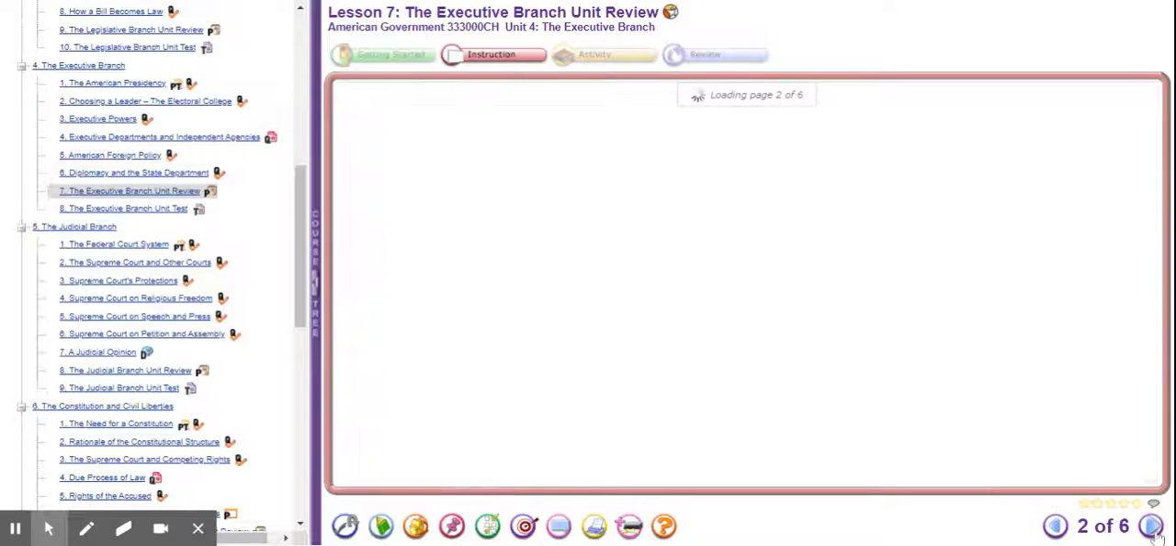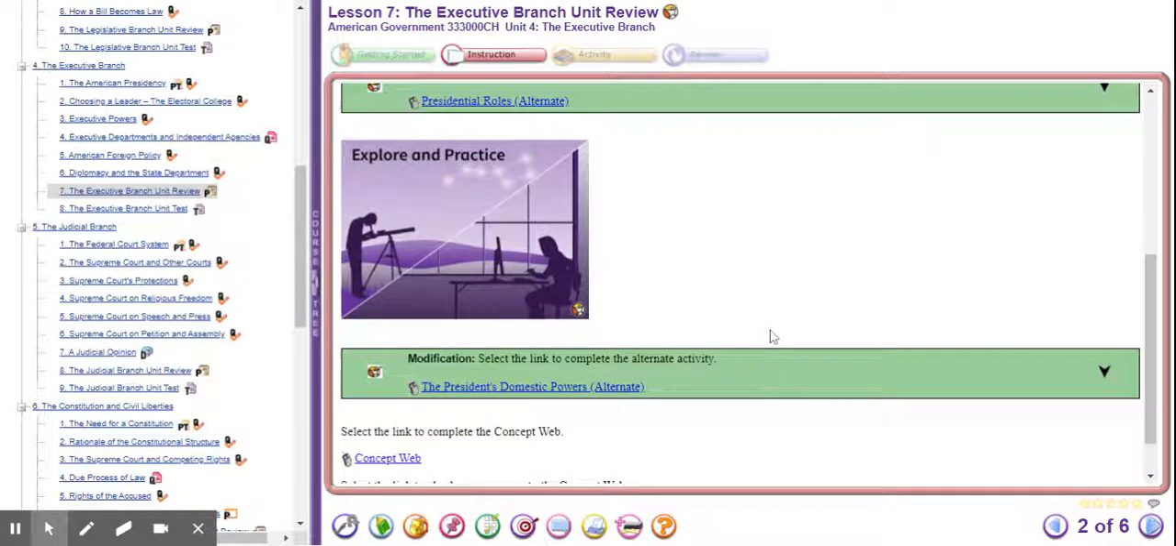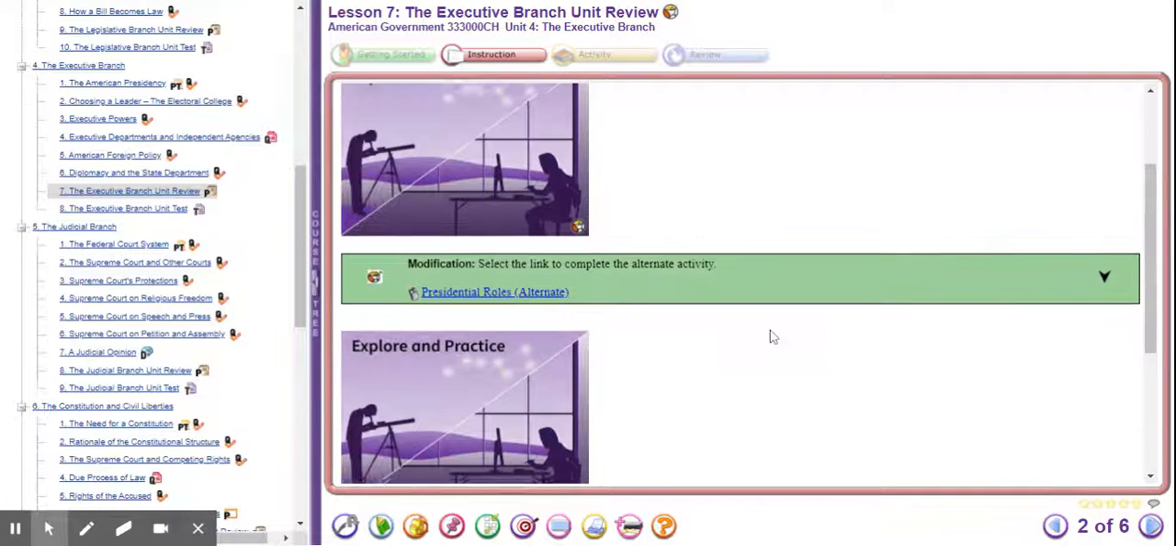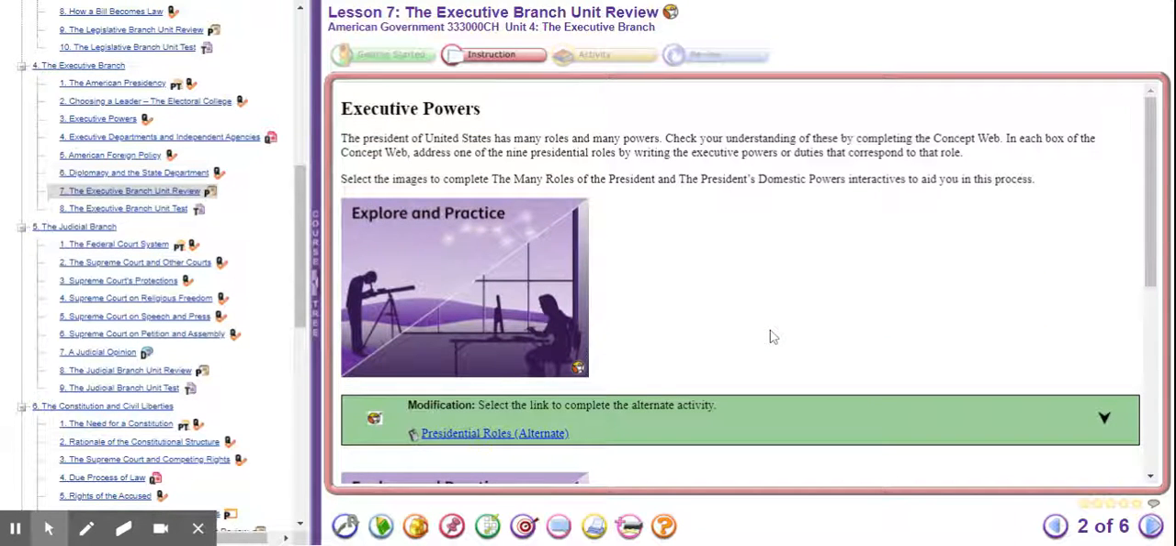The President of the United States has many roles and many powers. Check your understanding of these by completing the concept web. In each box of the concept web, address one of the 9 presidential roles by writing the executive powers or duties that correspond to that role. Again, I'm going to let you do that, but we're going to go back through and look at what some of these roles and powers are when I click through some of the other lessons.